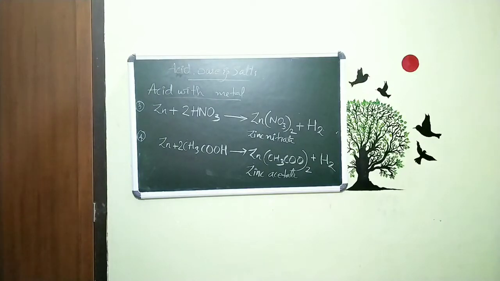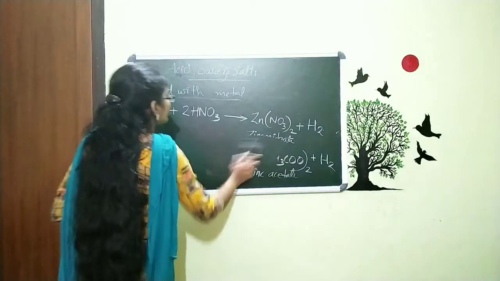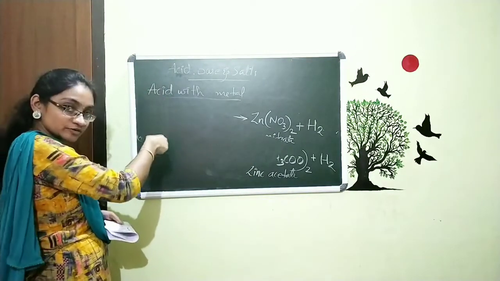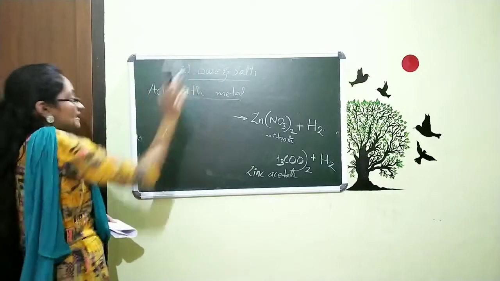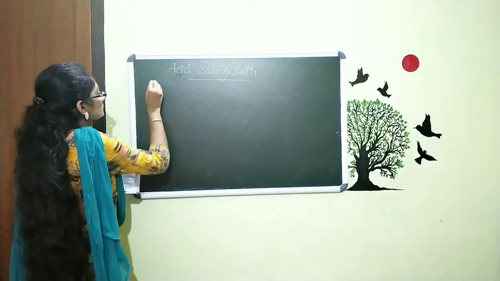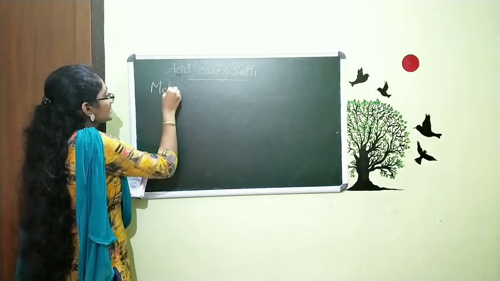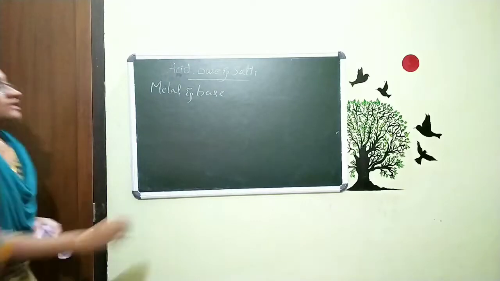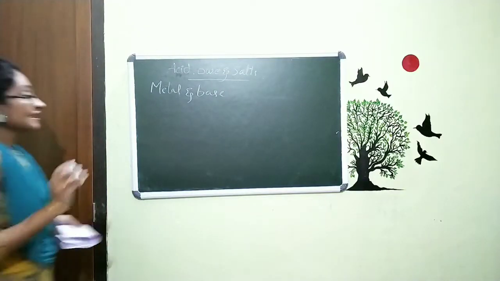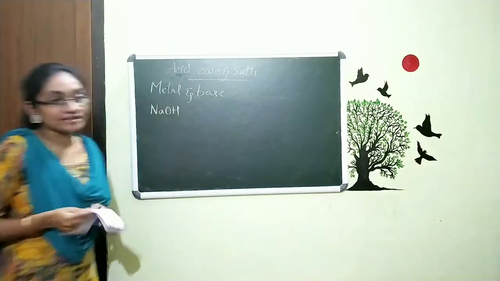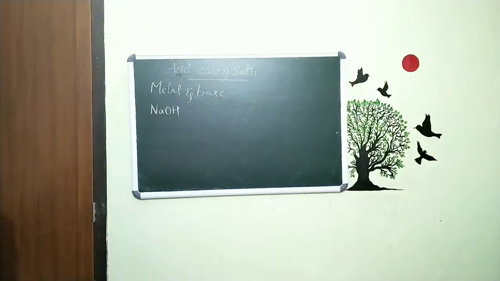The next is the reaction of metal and base. Here we discussed the acid and metal. Now we are going to discuss the reaction of the base with metal. Here I am selecting the base sodium hydroxide.